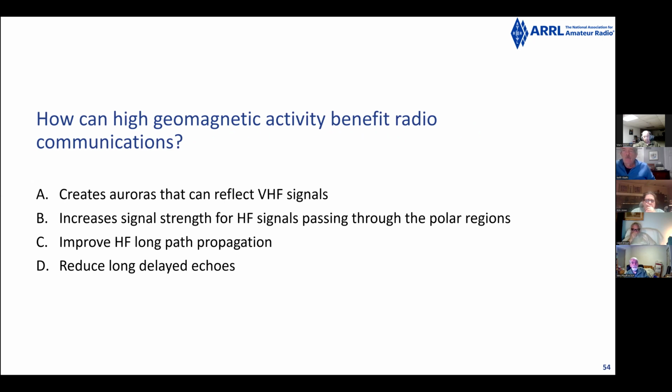How can high geomagnetic activity benefit radio communications? A, it creates auroras that can reflect VHF signals. B, it increases signal strength for HF signals passing through the polar regions. C, improves HF long path propagation. Or D, reduces long delayed echoes. Anyone? A. Yep, it's A. Creates auroras that can reflect VHF signals, although it's not very reliable.